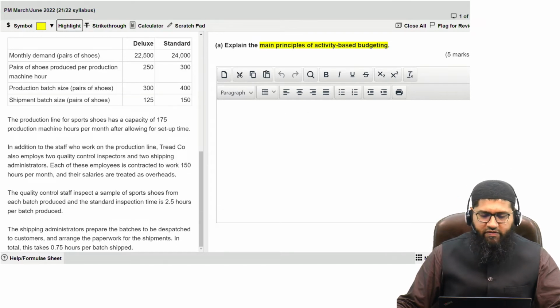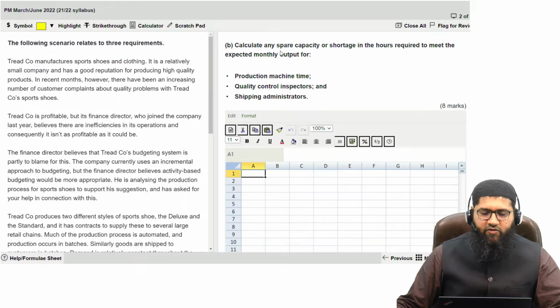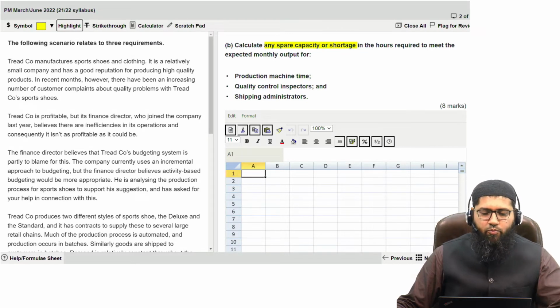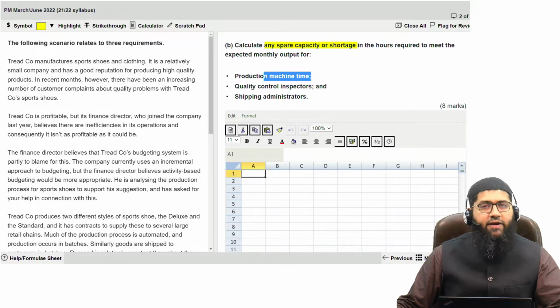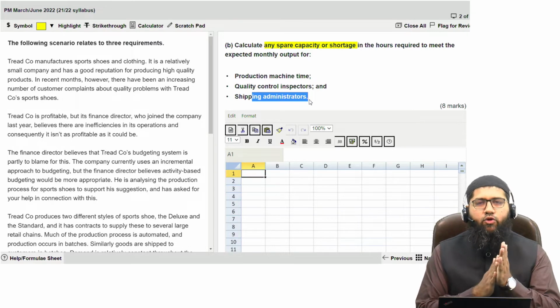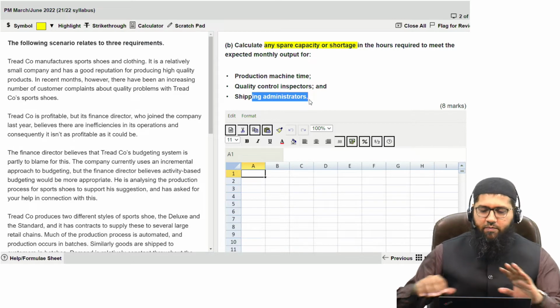If I move on to the second requirement of the question, it says: calculate any spare capacity or shortage in the hours required to meet expected monthly output for production machine time, quality control inspectors, and shipping administrators. So you would have to do the calculations for each one of these, to see whether you have any spare capacity or any shortage.